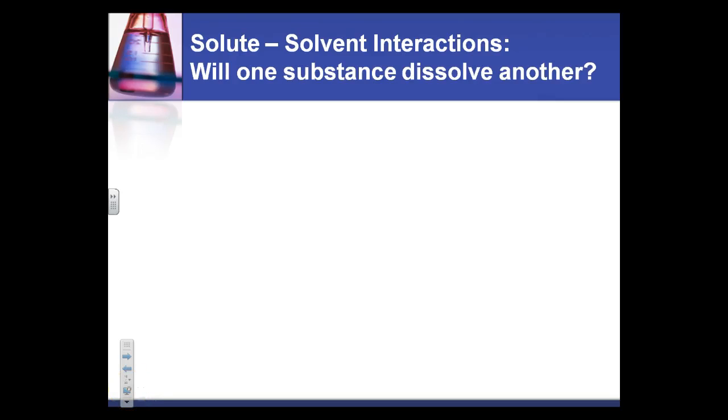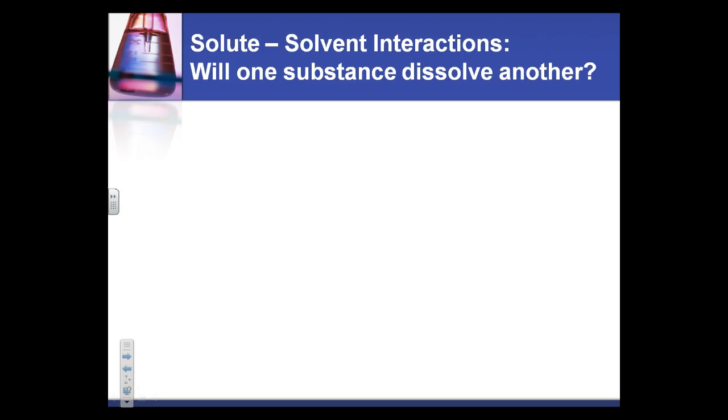This video cast continues our discussion on solutions. Now that we know how solutions are made and some of that specific vocabulary, we're going to continue with that a little bit more. And we'll start with talking about solute-solvent interactions. How will I know if one substance will dissolve another without actually trying it first?